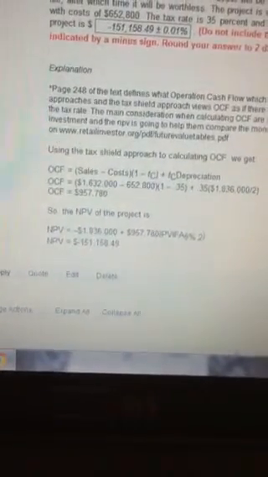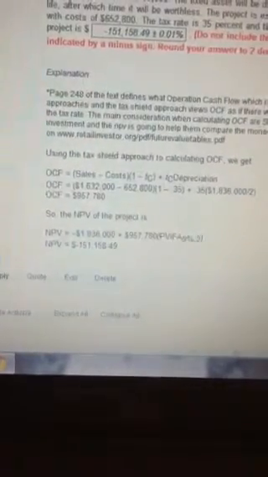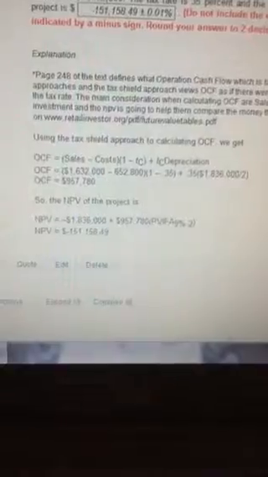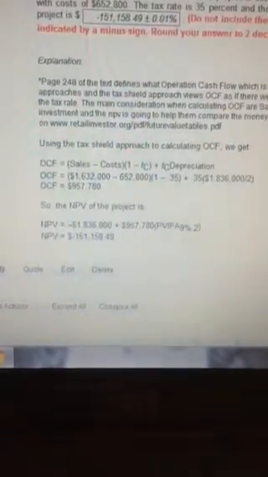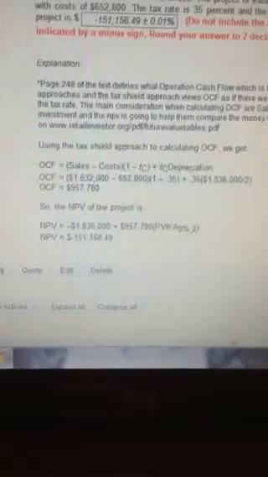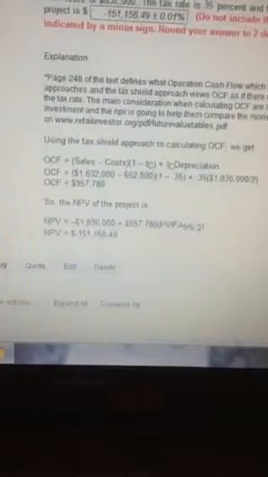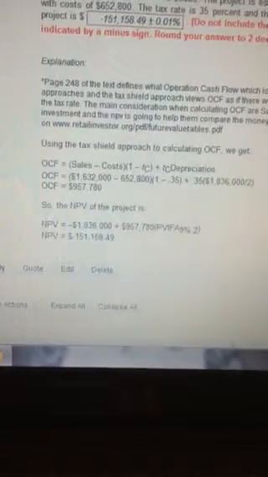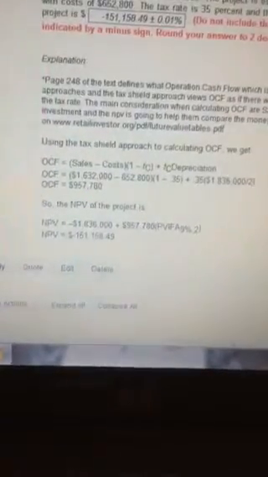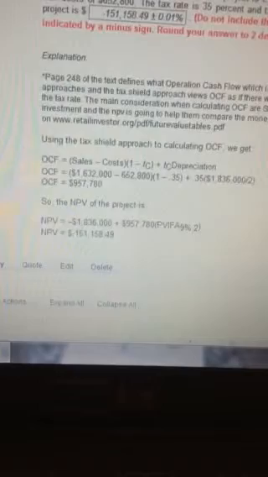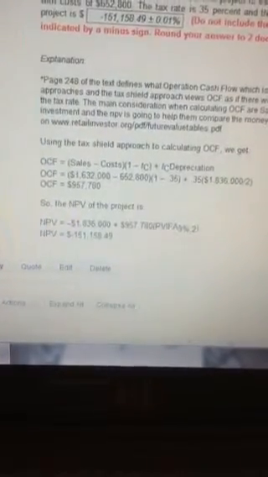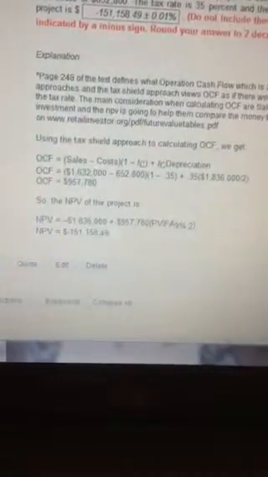So with all said and done, you come up with an OCF, which is the operating cash flow for this particular problem, of $957,780. And so for us to solve the net present value, it's going to cost us $1.836 million to get into this project. And at the end of the project, we're going to be making $957,000. And so if we just take the initial cost less the $957,000 we're going to make at the end, it's like we're trying to compare apples to oranges. And so we have to use the present value interest factor to bring that future value to a present value.